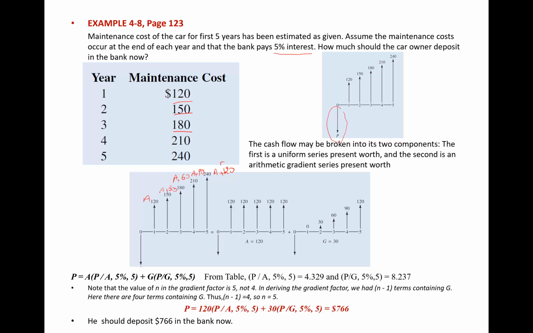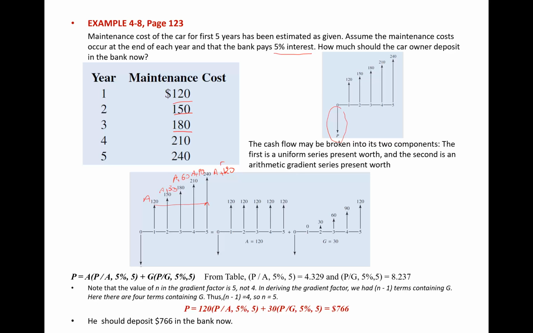So we get here uniform series 120. Okay, and after that we have 0 in the first year, because we subtract 120 from 120, we get 0. The second year we have 150 minus 120 is 30. Third year is 180 minus 120 is 60, the fourth year 90, and the last year 120.